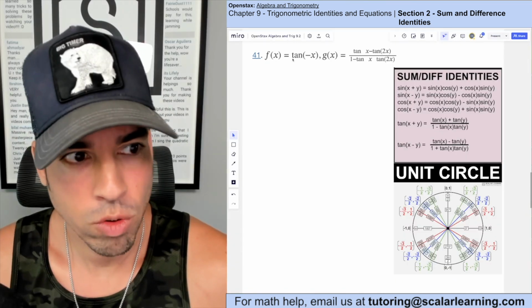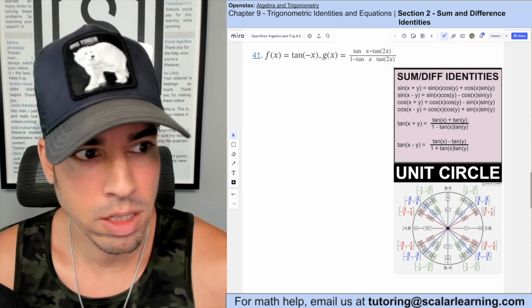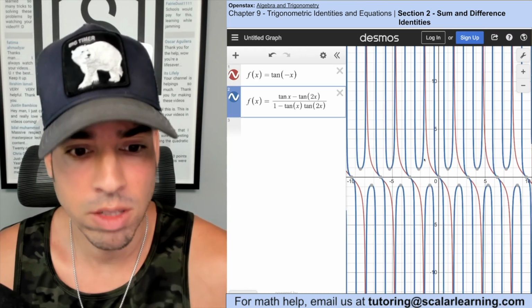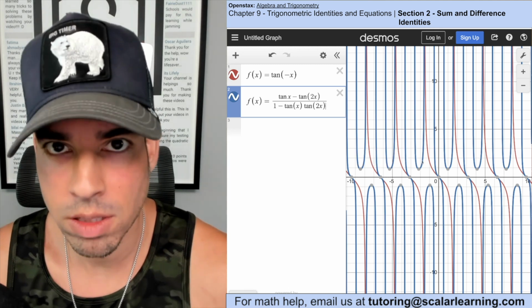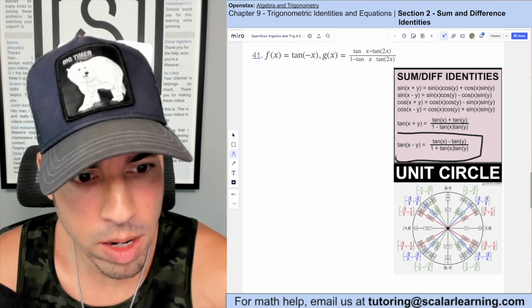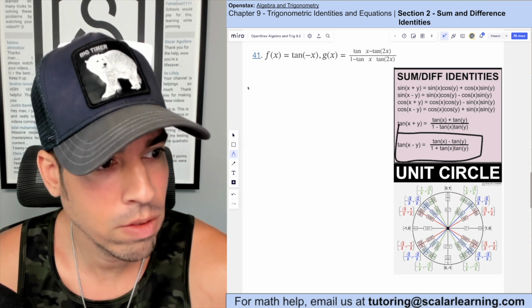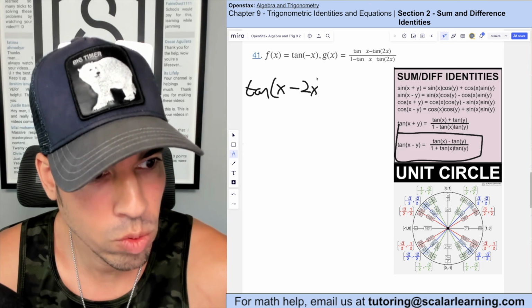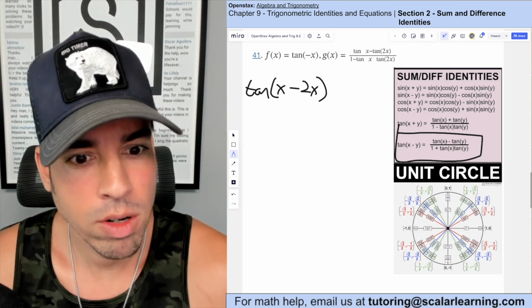For this one first, let's graph them in Desmos and see if they are indeed the same. So when I graph the two together, you can see they are not the same. They are definitely different. So let's see if we can derive the same. I'm going to try and use the difference formula here. And the way I'm going to do it is I'm going to imagine that tangent of negative x is the same as tangent of x minus 2x, okay? And now I can use this formula.